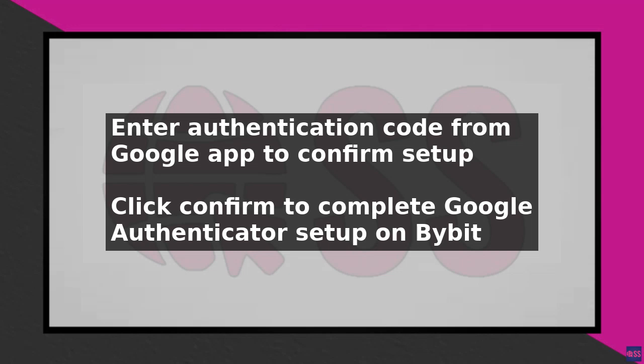Enter this code and click Confirm to complete the setup. Once you've done this, you'll have successfully set up Google Authenticator on Bybit.